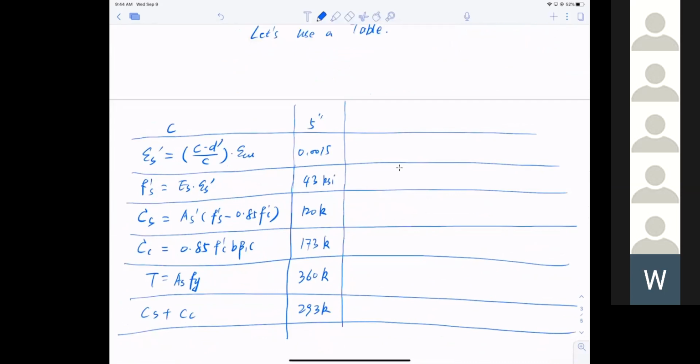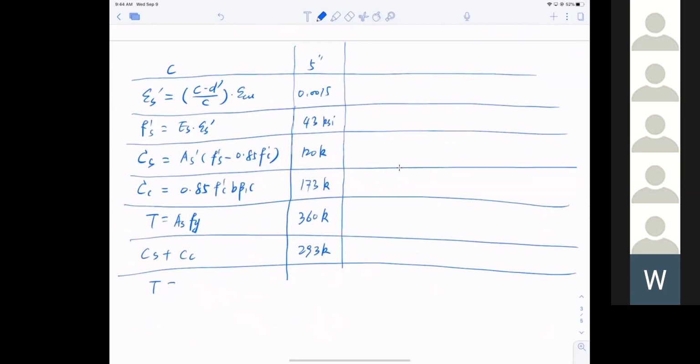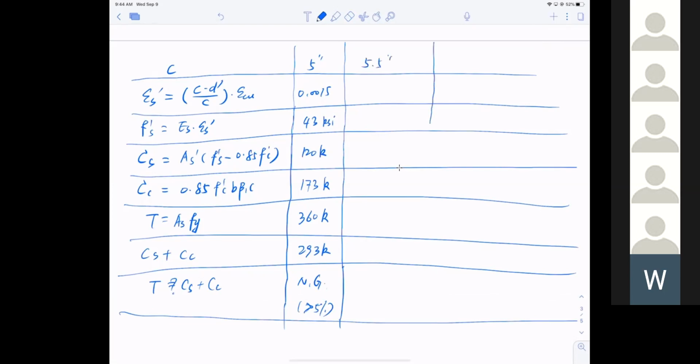So does T equal CS plus CC or not? The first case tells me no good. What is the criterion? This is much bigger than 5%, so it does not work. Then what we're going to do is try 5.5 inch. Why? I just have to increase, so I went up to 5.5 inch.